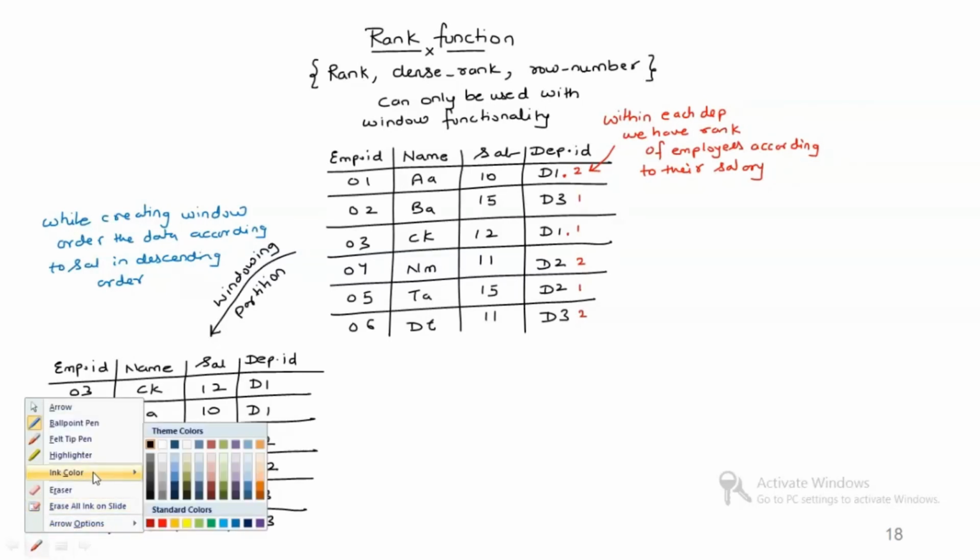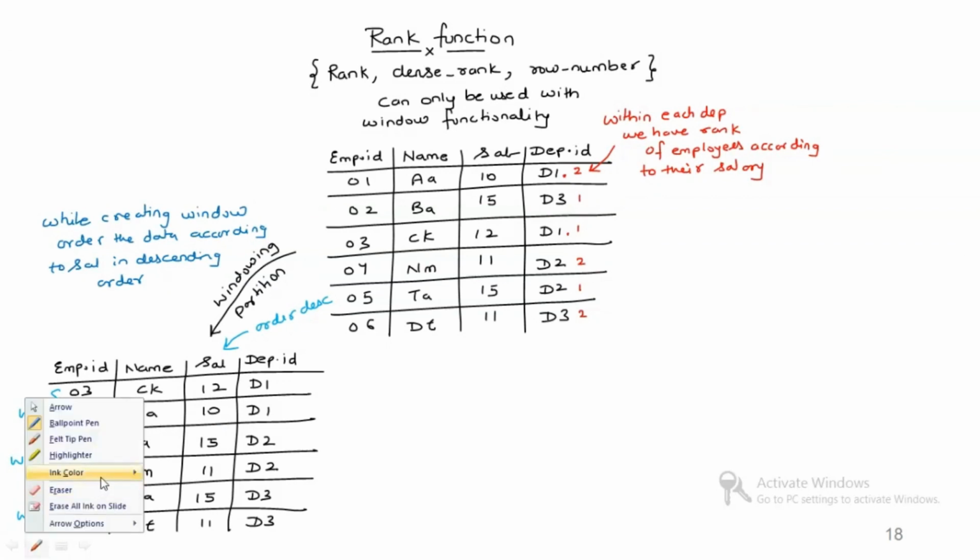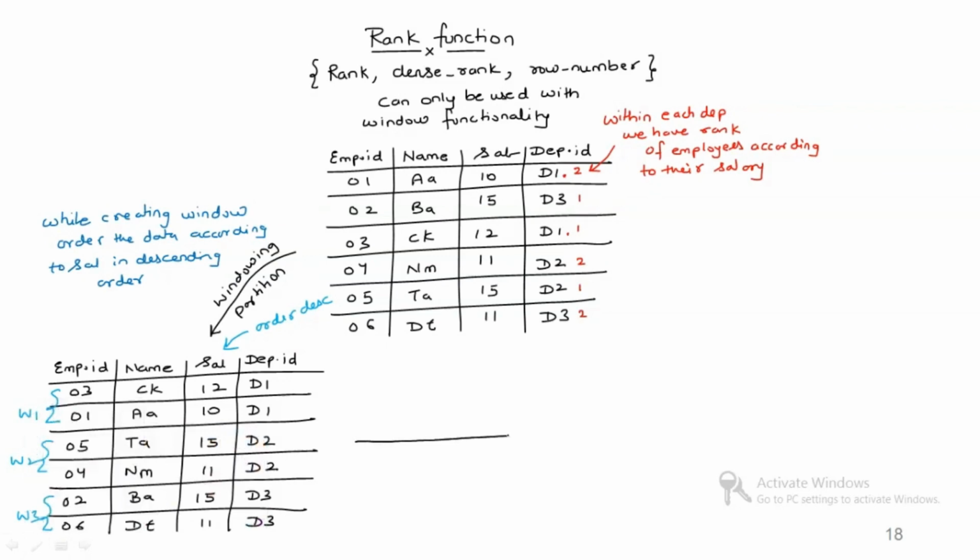Now if you carefully observe for each window that we have created, this is window number 1, this is window number 2, this is window number 3. Within each window, my data is ordered according to the salary column, and that too in descending order. The reason we have done it is so that I can give the first rank to the person with the highest salary in that department.